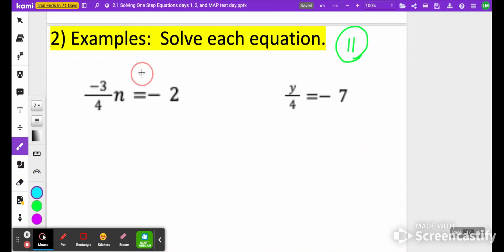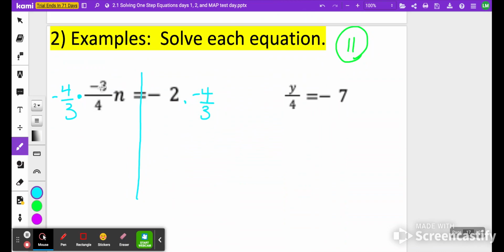So in this first example, I have a fraction that's being multiplied, and one way I can help the fraction be equal to 1 is to multiply it by its reciprocal, which is the same thing as dividing by a fraction. So I'm going to be multiplying by negative 4/3 on both sides.